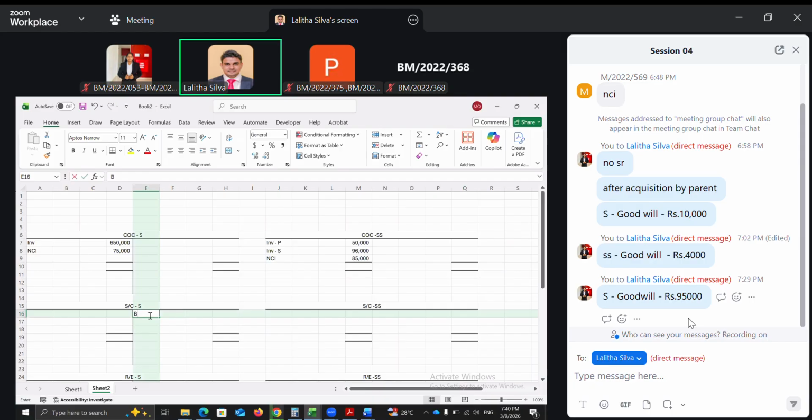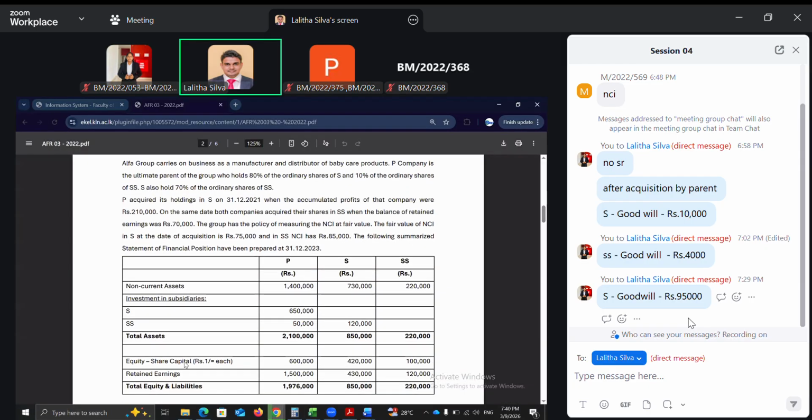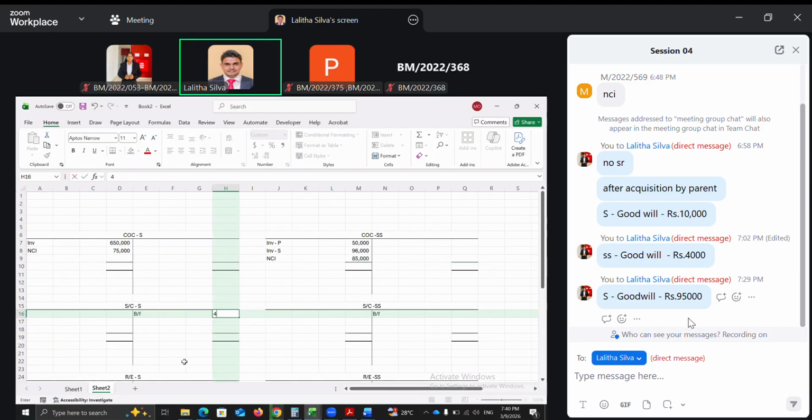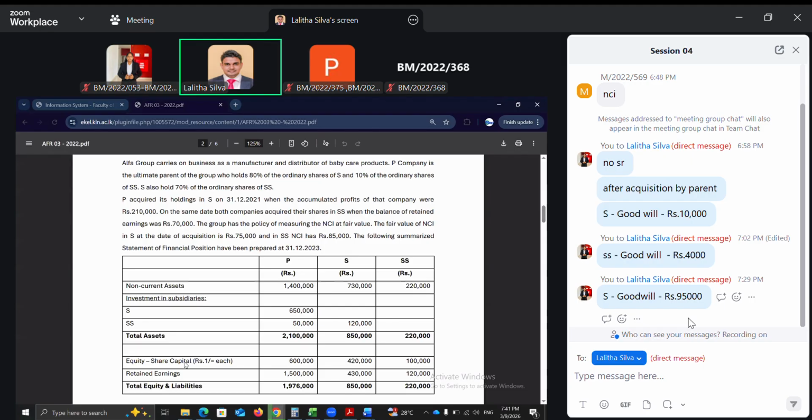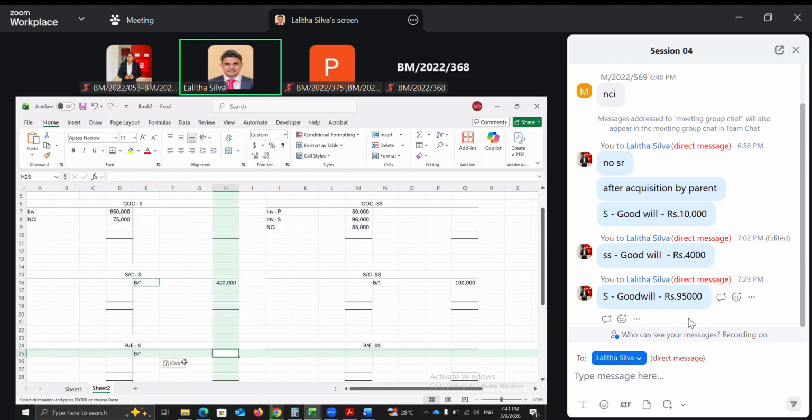Okay, now we look at why you got two different answers for the goodwill. Okay, stated capital, the balance brought forward 420,000 and 100,000. And the retained earnings brought forward balances 430,000 and 120,000. Okay.